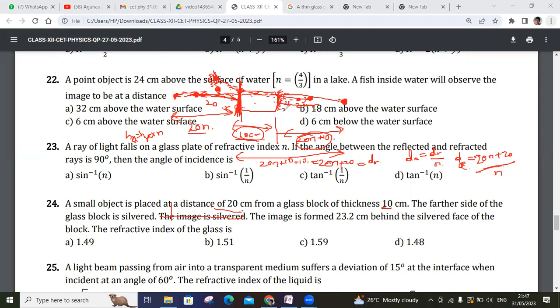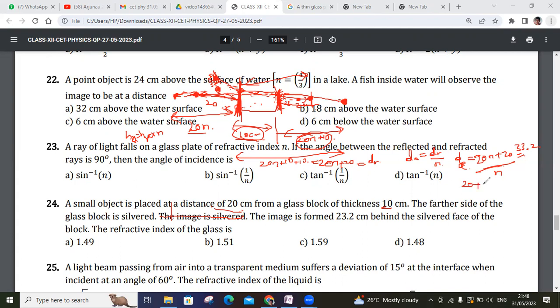But we know from the interface, the final image is at 20n plus 20 by n. From the mirror it will be okay. So this distance should also be equal to the outward final image, which is at 23.2 centimeter from the mirror. From the interface it will be plus 10, which is 33.2, right? So now this is equal to 33.2.